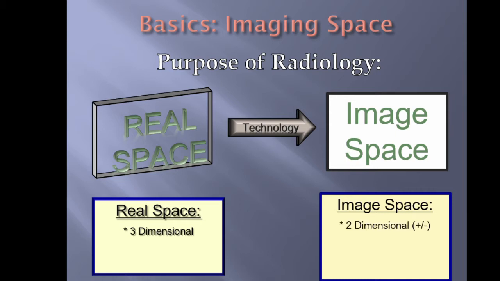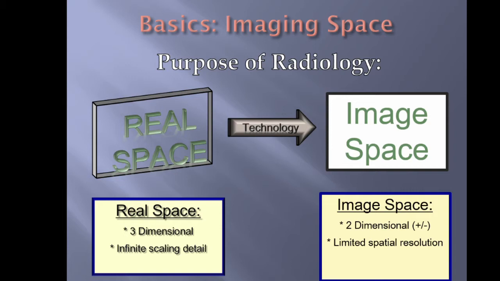Now, real space is three-dimensional, obviously, like you and me. Image space is two-dimensional. I put a plus minus there, not just because we have rendering techniques that trick you into thinking it's three-dimensional when you're looking at a two-dimensional display, but also because we have three-dimensional printing and all that other stuff, but whatever. Imaging space, we call it two-dimensional.